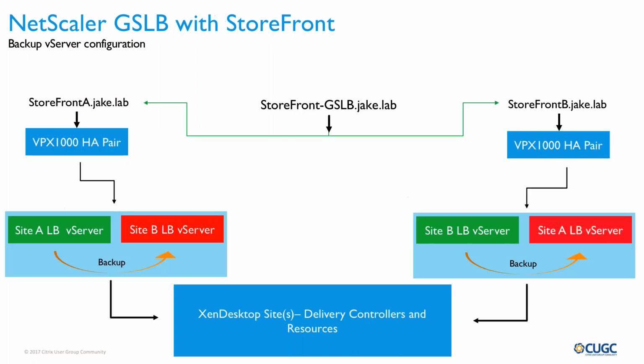So just to give you an idea of what that looks like visually. Previously we've just had the site A load balancing virtual server in site A, and we'd have just had the site B, so the 2 green load balancing virtual servers. If we now create a corresponding one in each data center, we can use that as a backup. That makes this configuration much more powerful, because as long as there's one NetScaler and one StoreFront running anywhere, users will be able to get connected.